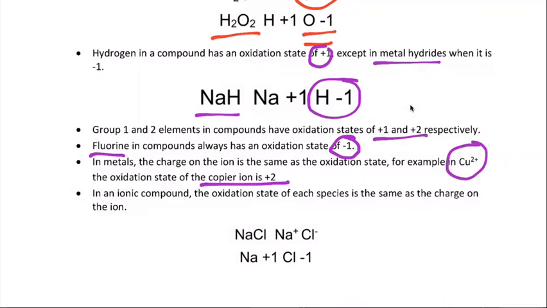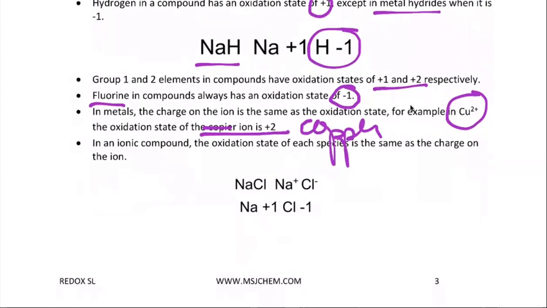I don't know why it says copier. That's a typo. Should say copper. If you have an ionic compound, the oxidation state of each species is the same as the charge. So for example, NaCl, if I know that it's +1 and -1 for the charges, those are the oxidation states, +1, -1.